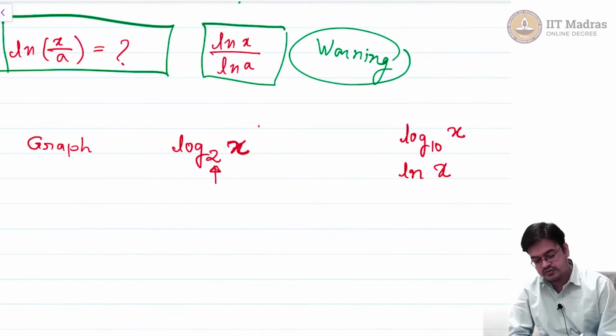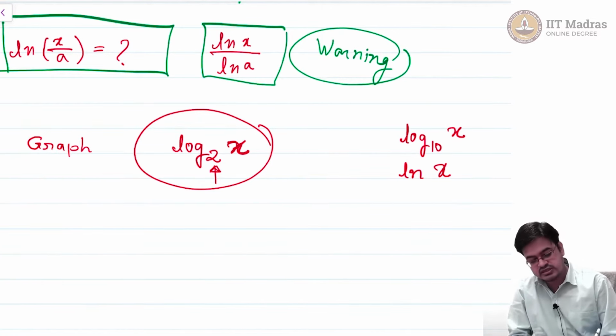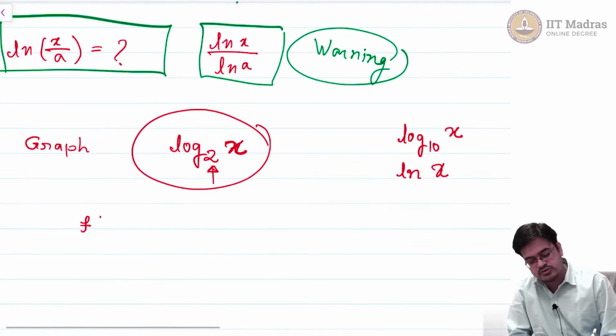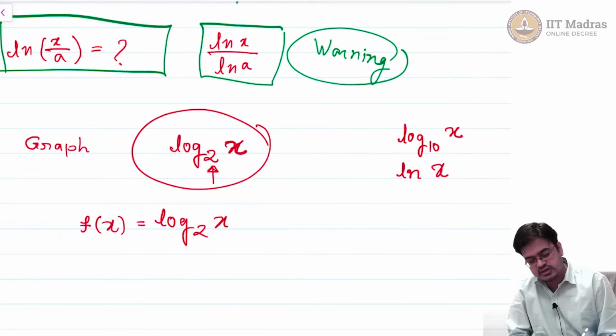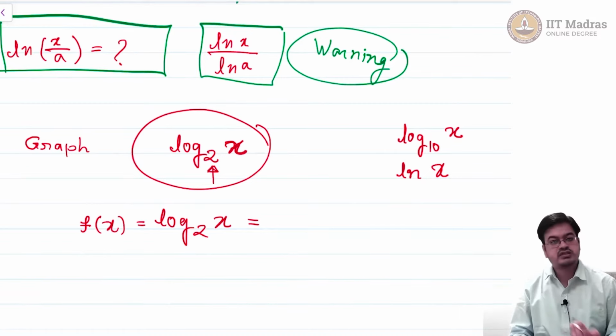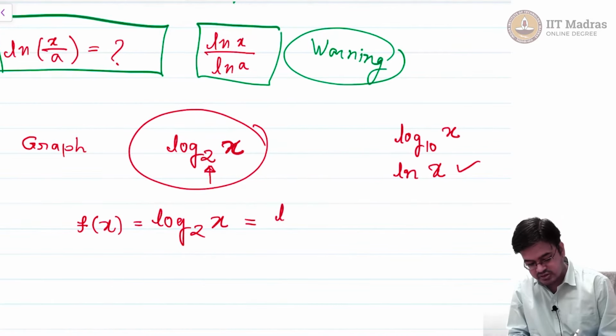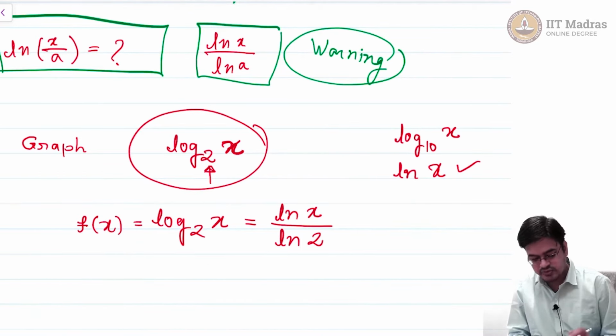Then can you plot the function log to the base 2 of x? This is the first exercise that we will do when we try to solve the problems. So f of x is log to the base 2 of x. Now using the change of base formula which we derived in the last class, we can easily convert this function into a function with log to the base 10 or log to the base e. For convenience, I will choose log to the base e. So I can simply convert using my change of base formula. This is ln of x by ln of 2.